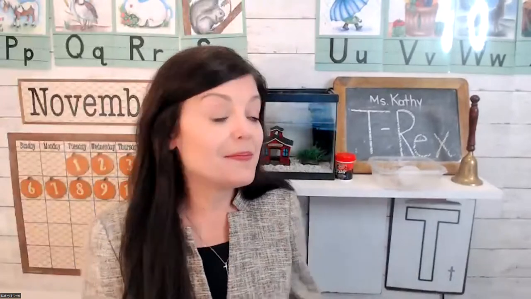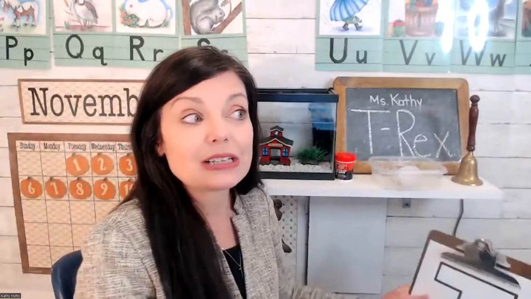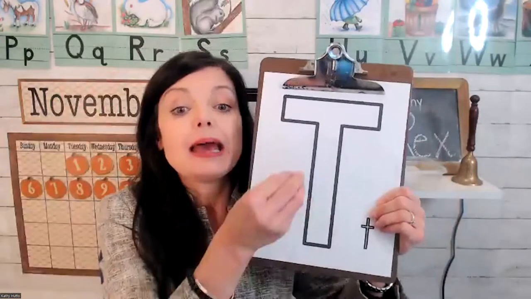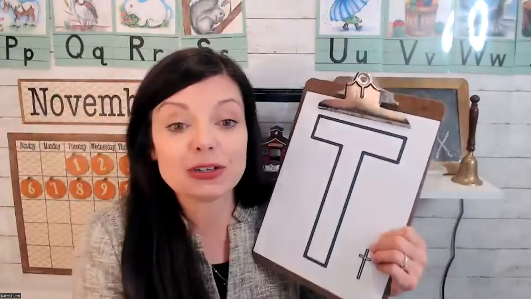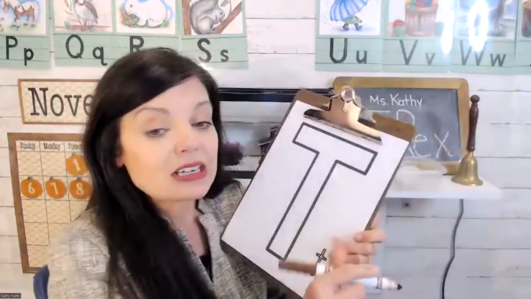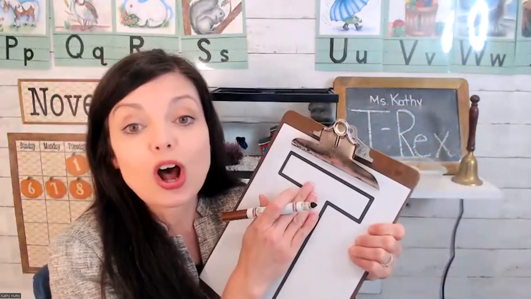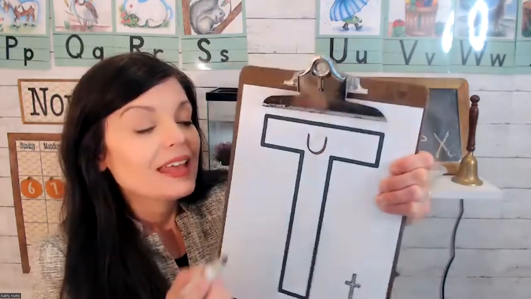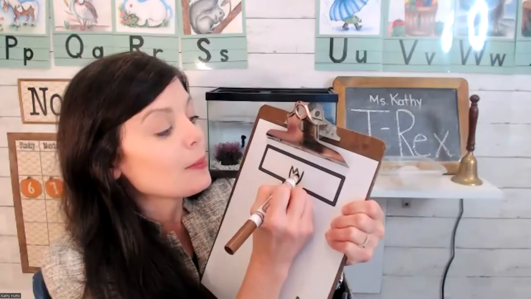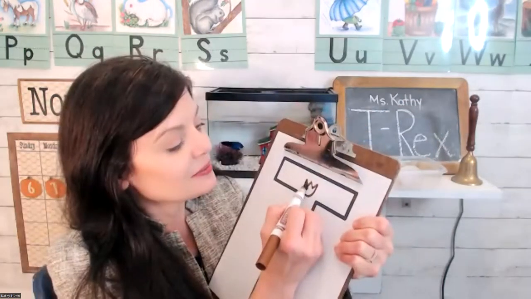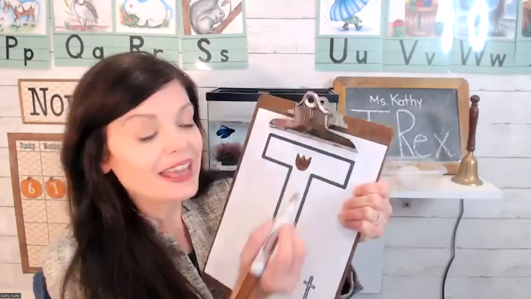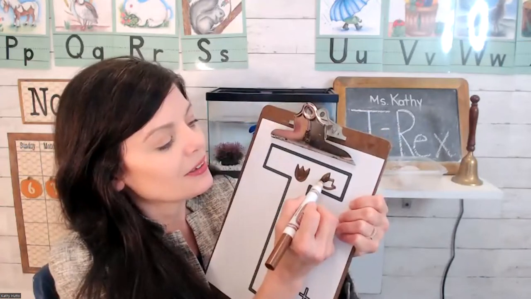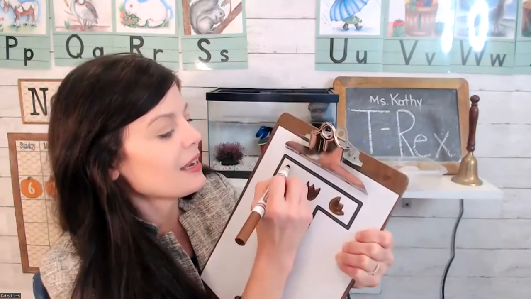Well, I'm going to decorate my letter T with T-Rex tracks. Now, if you have a toy dinosaur, you might want to dip the feet into some paint and make it walk across and make some tracks on your T. But I don't have a toy dinosaur, so I'm going to show you how to draw T-Rex tracks. You can make a letter U, and then right at the top of that, make a W and then color it in. Okay, let's do another one. Letter U and then W. Color it in. I'll make another one over here.